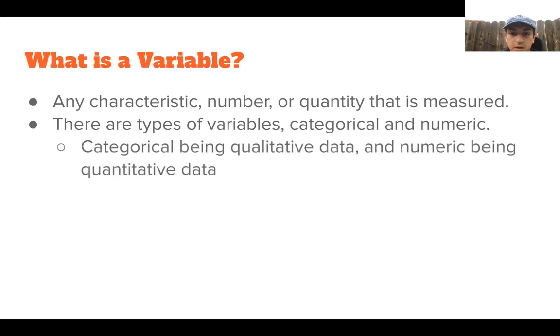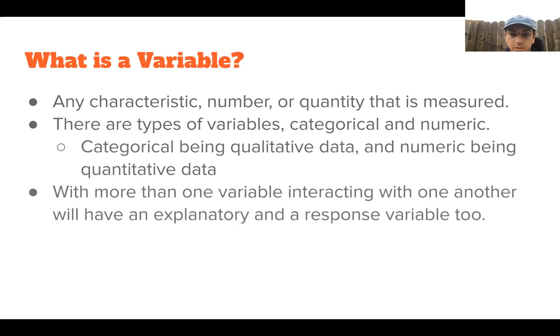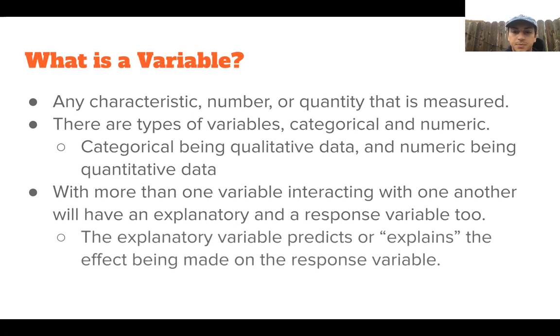When there's more than one variable in a problem, they may interact with one another. This will lead us to our third question of figuring out which is the explanatory variable and which is the response variable in our study. The explanatory variable will be the variable acting on the other one, normally predicting the value based on each observation. Okay, so now I'm going to show you an example and give you some time to quickly read through it.